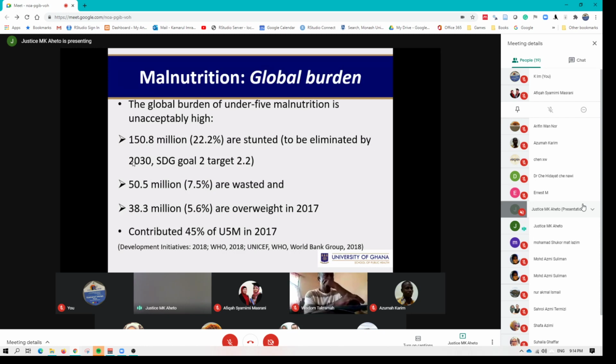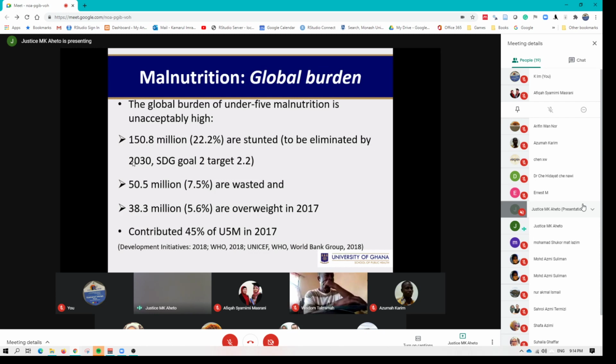So for sure, it has been established that the global burden of under 5 malnutrition is unacceptably high. At the moment, 22.2% of the global children are stunted. And according to the SDG Goal 2 Target 2.2, stunting is one of those things that were considered under that goal, which is to be eliminated by 2030 and to be reduced to international acceptable level by 2025.